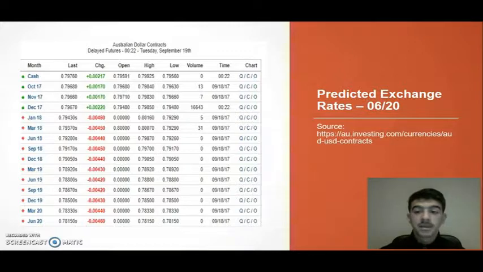In this chart, we can see the predicted exchange rates up until the year 2020 in June. So currently, the Australian dollar is buying 0.79 US cents, and that will increase up until the end of December. However, beginning from January 2018, the Australian dollar will begin to buy less US cents, as we will see a decrease in the exchange rates.